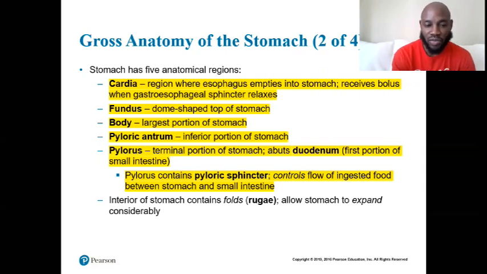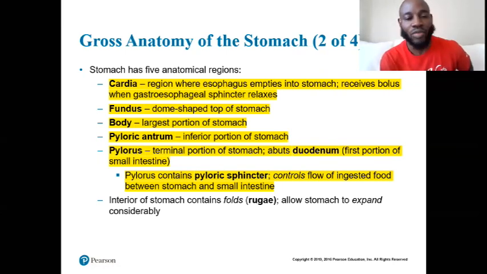The interior of the stomach contains these folds, rugae, that allow the stomach to expand considerably. When you eat, notice how you feel full? You not only feel full, but you look bigger sometimes in the stomach, depending on how much you've eaten, especially Thanksgiving. Your stomach has the ability to expand.